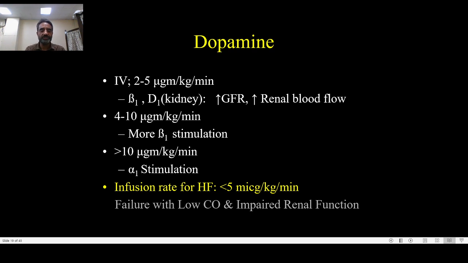If the rate is increased to 4 to 10 microgram, then there is more beta 1 stimulation. So up to this dose range, it can be used in heart failure. But a further increase in the dose leads to alpha 1 stimulation, leading to vasoconstriction and increased workload on the heart, so not useful in heart failure. So the infusion rate for heart failure is kept below 5 microgram per kg per minute.